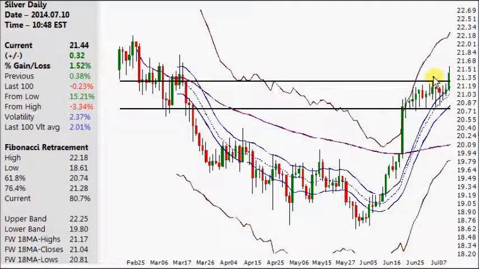Okay, so now that we've broken past this significant resistance, what does it mean? Well, the first thing it means is that this area, roughly around 21.15 to 21.30, a 15-cent range, is now a support area, which was resistance before.